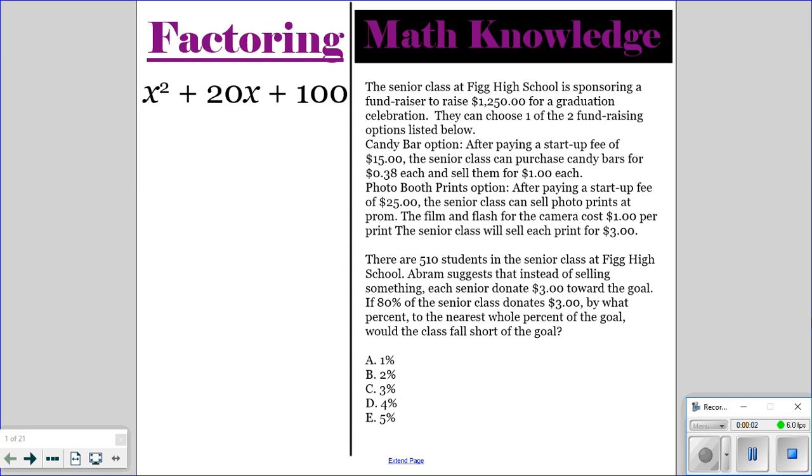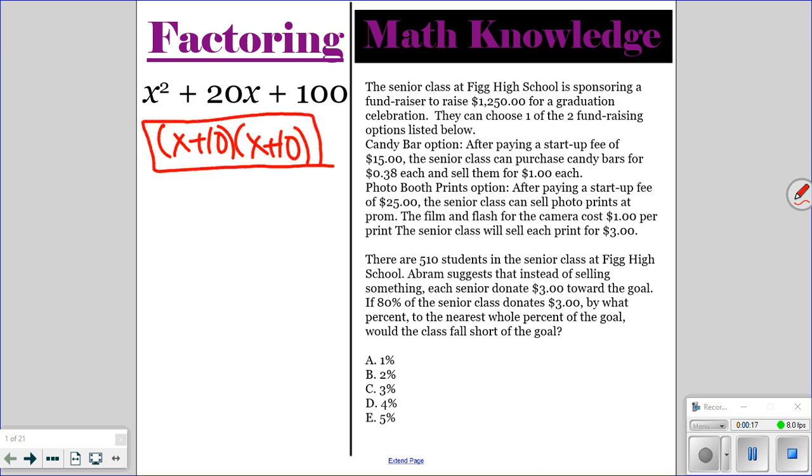All right, so y'all go ahead and do the factoring and the math knowledge question for today. Pause the video, and then once everyone is finished, you can unpause the video, and I'll go over the correct answer. So for the factoring, you should have x plus 10 times x plus 10, or x plus 10 squared.